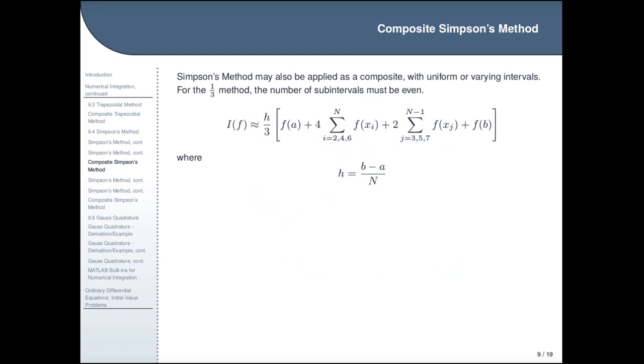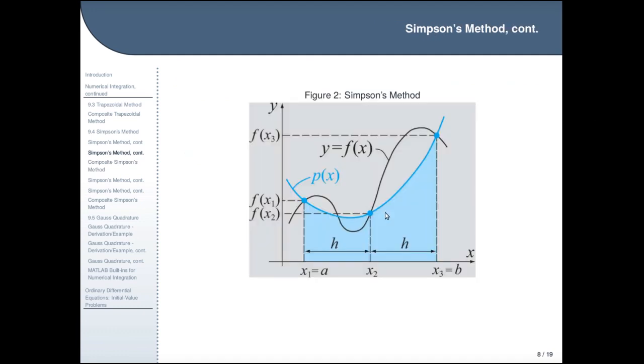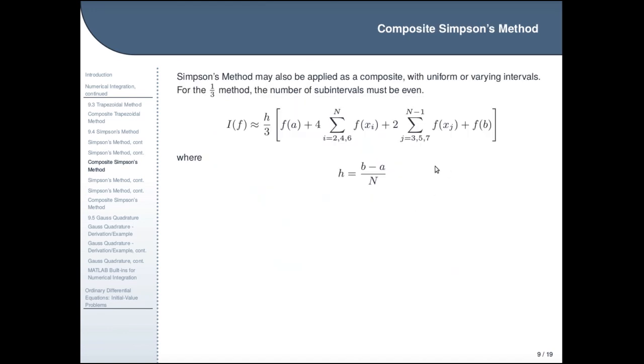We can do this as a composite type of method as well, just as we did a composite trapezoidal method. And again, we could, in theory, do this with a uniform value of h, or with varying intervals of h. For this 1/3 method, then, the number of subintervals must be even. So if we're looking at the picture, we have an even number of intervals for the 1/3, odd number of points. When we break it up into lots of intervals, we need to have an even number of subintervals.